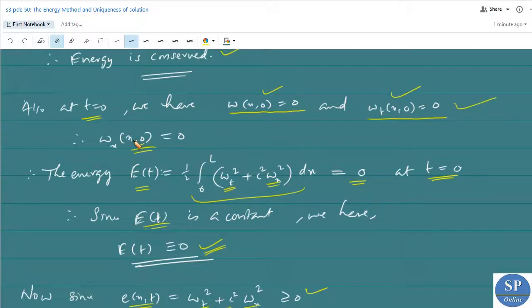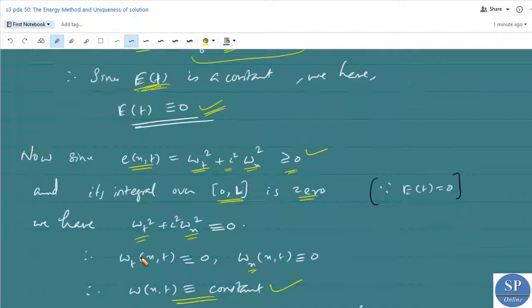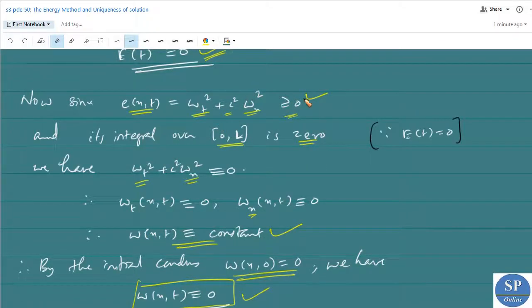Therefore W_x at t equals 0 is 0. Therefore E(t) is nothing but 0 at t equals 0. Since E(t) is a constant, E(t) is identically equal to 0, and since this function is greater than or equal to 0 and its integral over 0 to L is 0, this function is identically equal to 0. That means each component W_t equals 0, W_x equals 0. Therefore W is a constant.